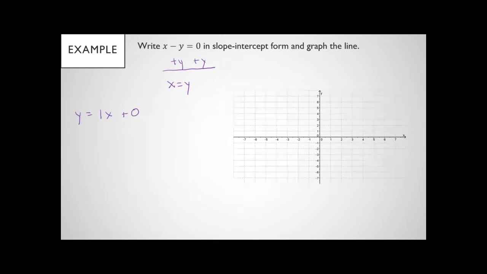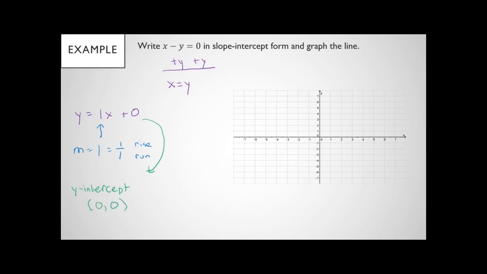So this is slope-intercept form. So our slope, m, is equal to 1. So we would write that as a fraction as 1 over 1. So we're going to go up 1 over 1. And then the y-intercept is at 0. So that's going to be (0, 0), which is the origin. So I'm going to be starting at the origin and then going up 1 over 1.